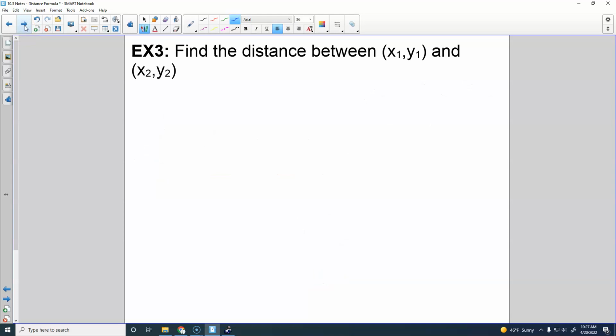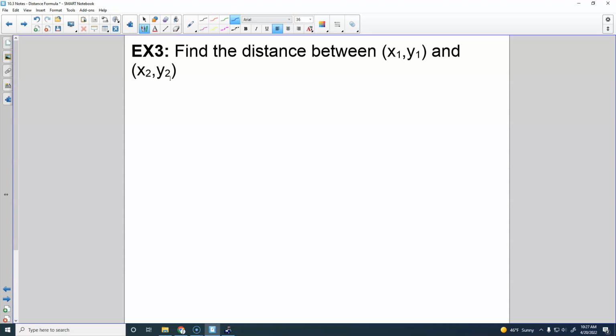All right, now let's talk about this. I've got to find the distance between x1, y1 and x2, y2. These are subscripts here. They're not squares or anything like that. They just tell us the first x and the first y, the second x and the second y is what it's saying.